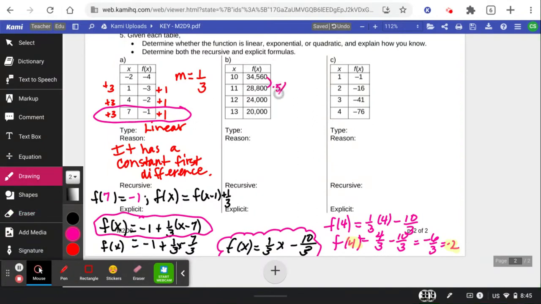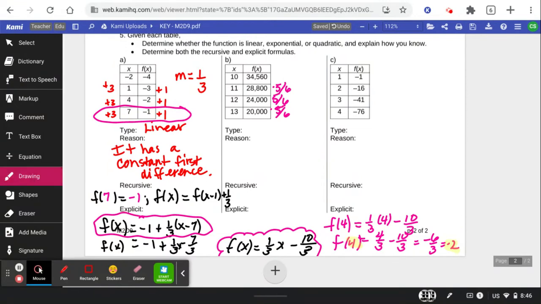So times 5/6 times 5/6 times 5/6. So if you take the 34,560, multiply it by 5 and divide it by 6, you get this next term. If you take the 28,800, multiply it by 5 and divide by 6, you get the next term.